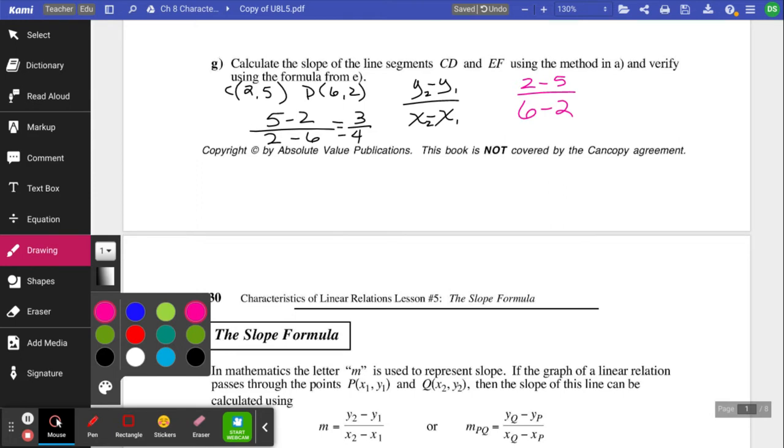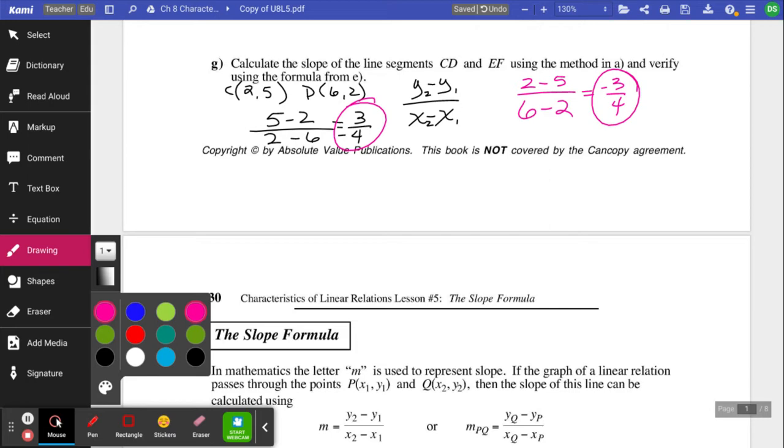So what are we going to get? -3 over 4. Look at that. Same thing. Because I don't care where the negative is. It could be the top or the bottom or in the middle. It doesn't matter. You get the same thing. You just have to be consistent. And do you know what I mean by consistent? You have to go from the same direction.